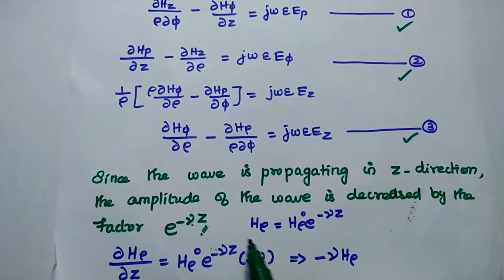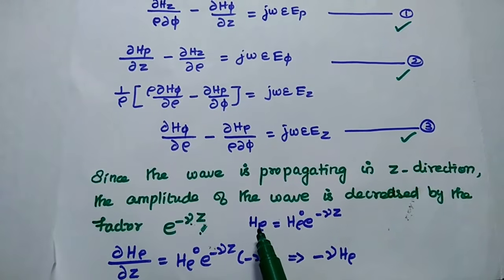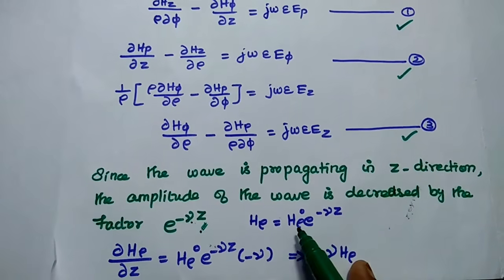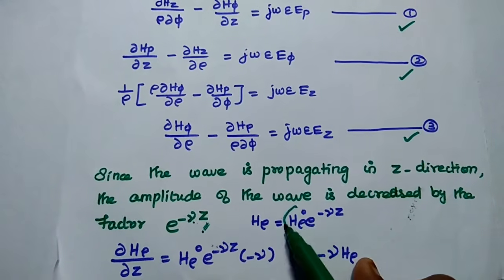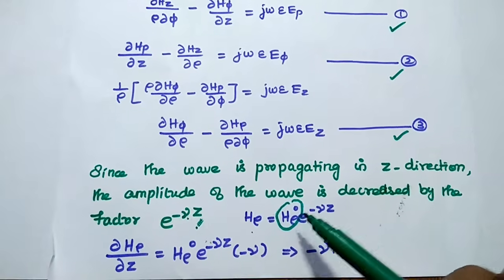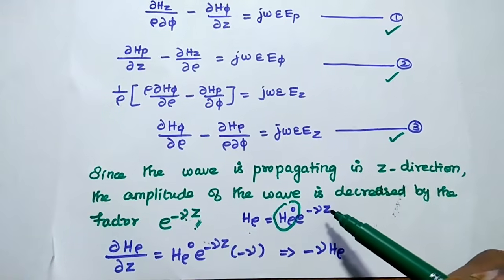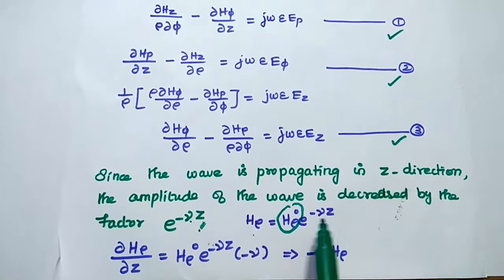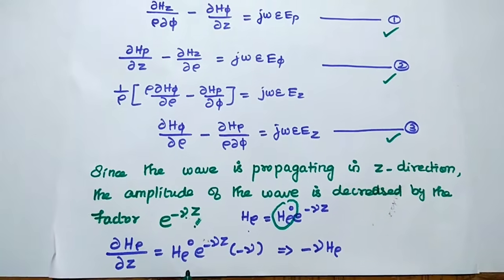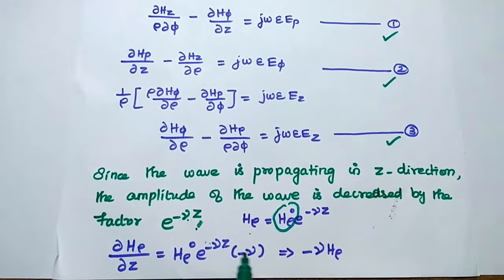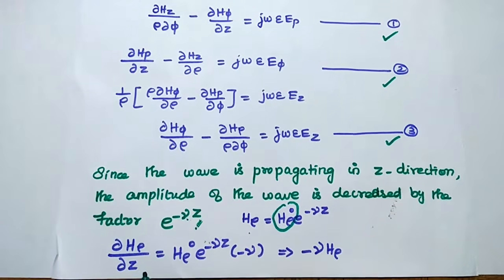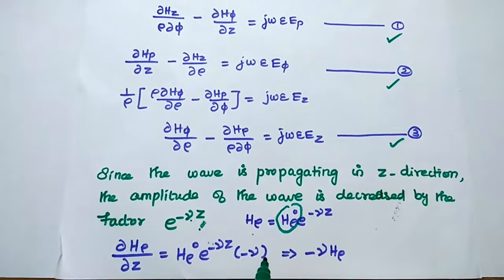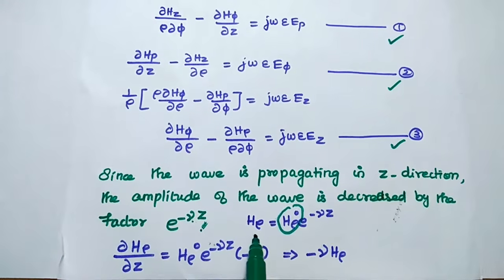Gamma is nothing but the propagation constant. Okay. If the wave has the field component H rho, its amplitude is reduced by the factor e power minus gamma z. So here this H rho 0 represents the magnitude of the wave component propagating in the z direction. If we differentiate with respect to the propagating direction, then we get H rho naught e power minus gamma z into minus gamma. Correct? We are differentiating with respect to what? z. Okay. Then we get minus gamma, and this value is nothing but H rho itself.